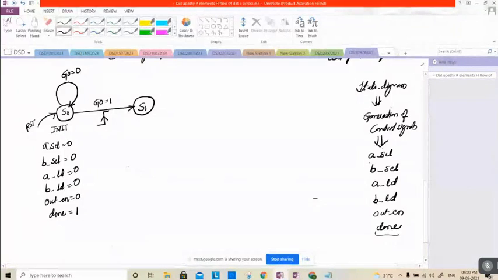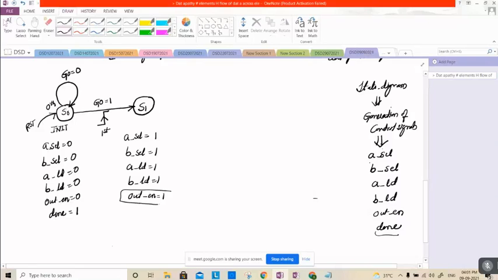Now S1. In S1, whenever the positive edge is given, let this be the 0th clock, let this be the first clock pulse. Whenever the first positive edge is given, I will be entering into S1. Now in S1, the set of outputs are: there is a multiplexer, and the value must pass from the multiplexer. A selection must be 1, my B selection value must be 1, A load must be 1, B load must be 1, out enable. Shall we place out enable equal to 1, Dattatreya?